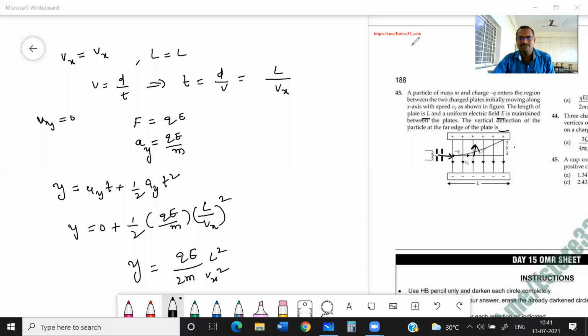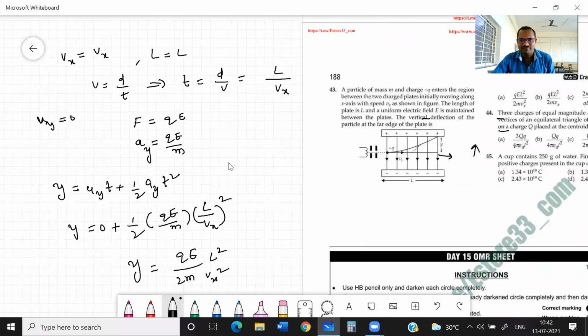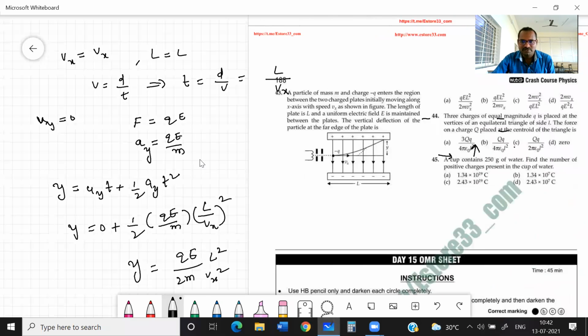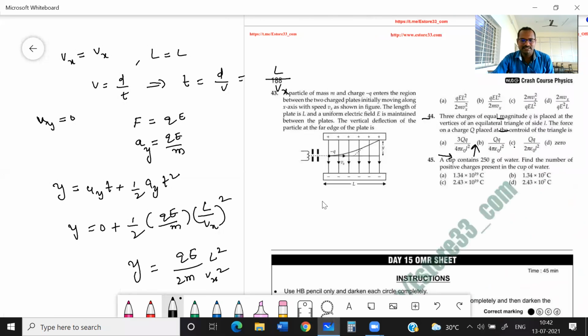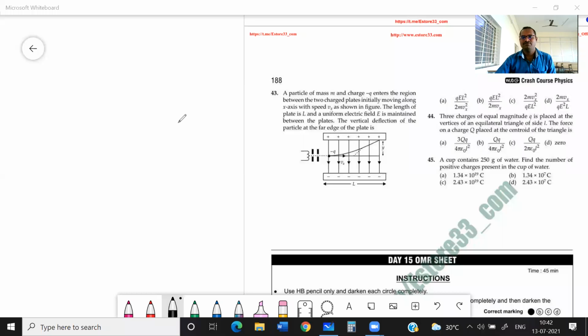Once we will see the answer. Question 43, students: you see option A, QEL square by 2mVx square. Yes, this is the answer. Clear, students? Yes, we got the answer. Option A is the right answer. Now, let us go to the next question, 44.